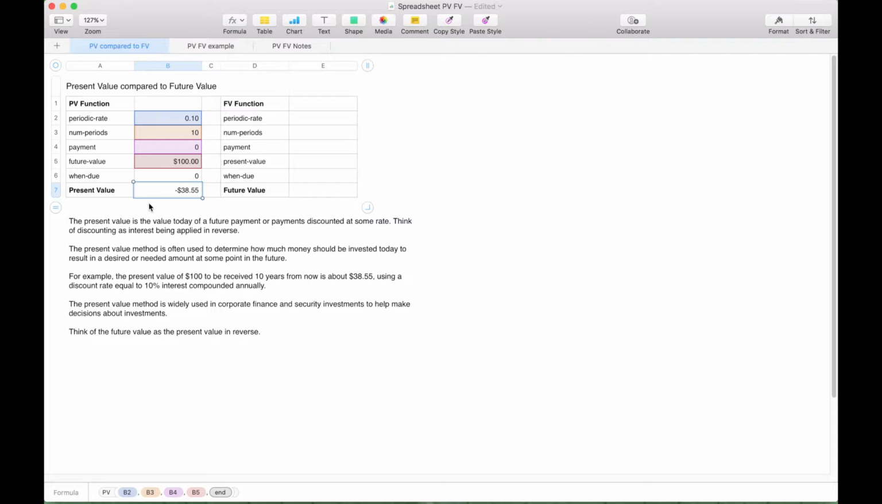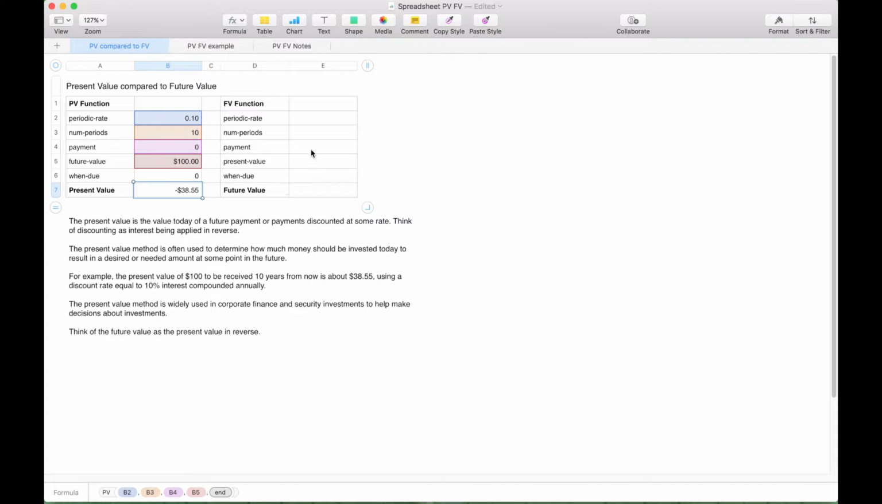Now one thing you might notice is this is showing up as a negative number. And the reason this is showing up as a negative number is because this is considered a cash outflow. This is considered an investment, so this is coming out of your pocket as a negative and going into the investment. Okay? And we'll discuss that a little bit further in our future examples.